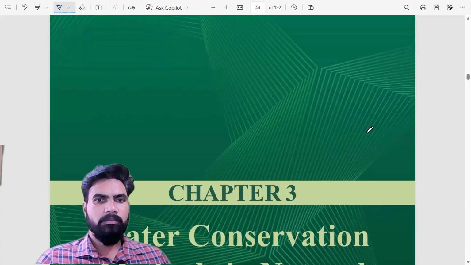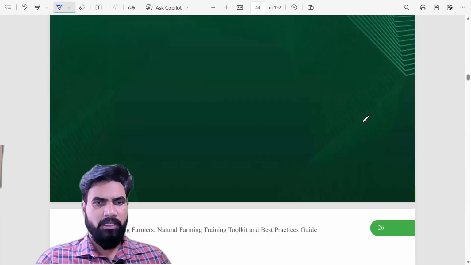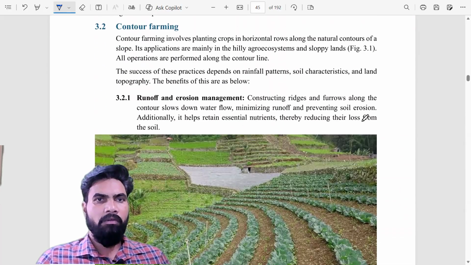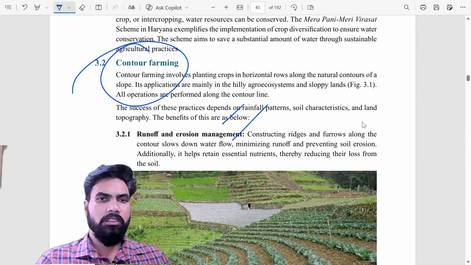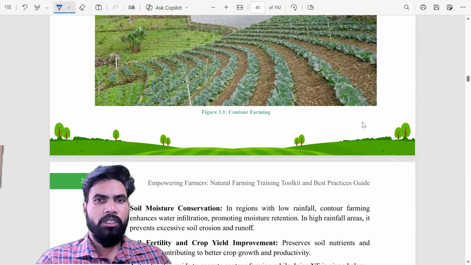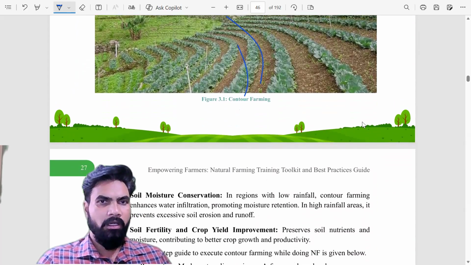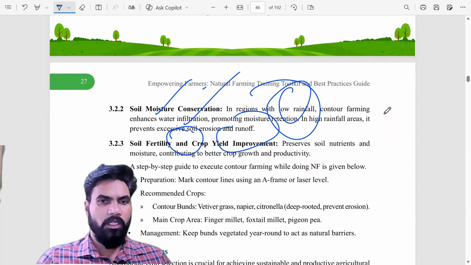The water conservation methods in natural farming. We will briefly see them. Okay, what are the water conservation methods? First one is contour farming. Okay, it involves runoff and erosion management. Okay, so you can see how contour farming is done here in a series of rows. Then soil moisture conservation is also there with using various methods. Then soil fertility and crop yield improvement is also there.